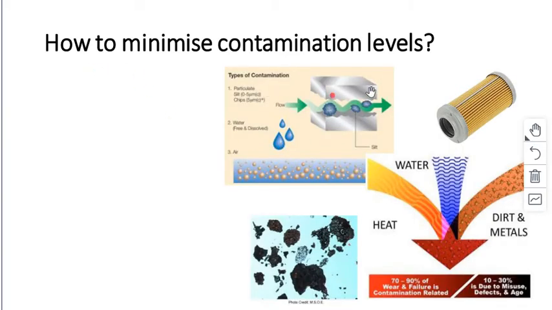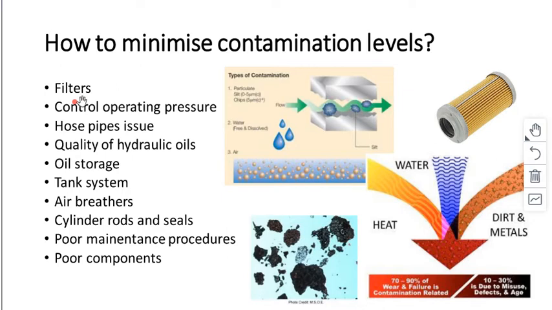Okay, move on. How to minimize contamination levels? The answer is contamination. First of all, what is contamination? We've got heat, water, dirt, and metals. You get these figures: 70 to 90% of failure is due to contamination, 10 to 30% due to misuse, defects, and age. So we get all these bits ending up in our oil, causing lots of problems, and we need a filtration system to try and get them out. That's what it's really all about.